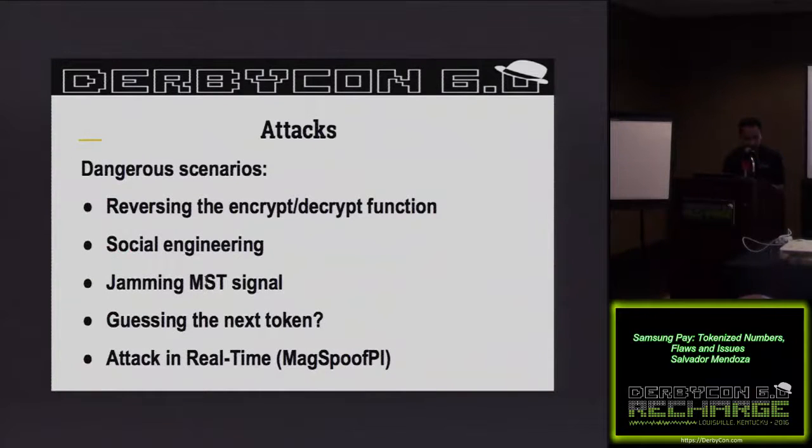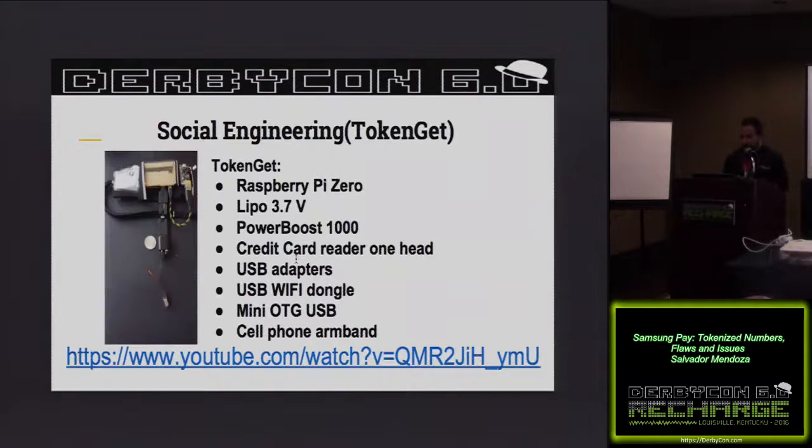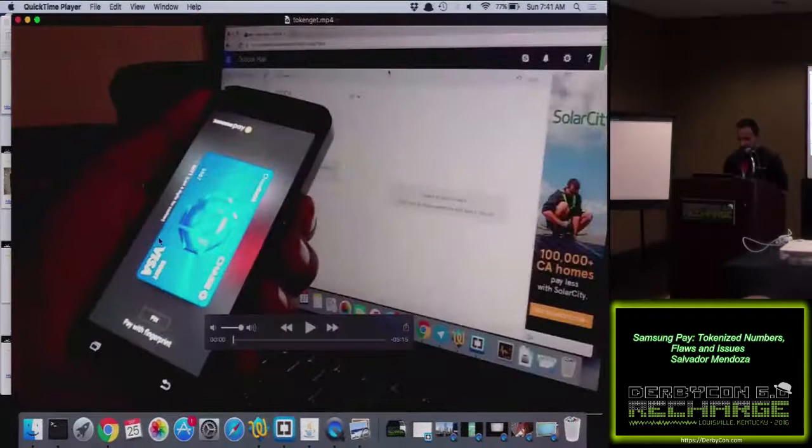So let's go to the good things about the attacks. One of the things I was thinking about is to reverse the encrypt and decrypt functions. If one person can find a 0-day, for example, they are going to be able to reverse the databases and information from Visa, for example, for MasterCard, American Express, or any other bank. Also, I designed a token getter. My token getter baby is a device that you can put on your arm, under your coat, and you can use it to detect tokens.